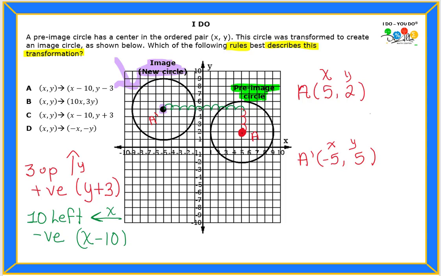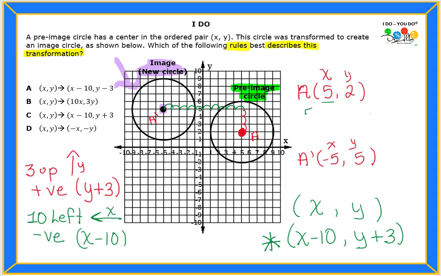Why do I say minus 10? Because it was going to the left, which means negative. So my rule is, this is x and y. What happened to the x? I'm taking away 10. And to the y, I'm adding 3. I want you to apply this rule to A to see if it's true that I get A prime. It says x minus 10. x is 5, so 5 minus 10, and 5 minus 10 is negative 5. That's exactly what I have right there.